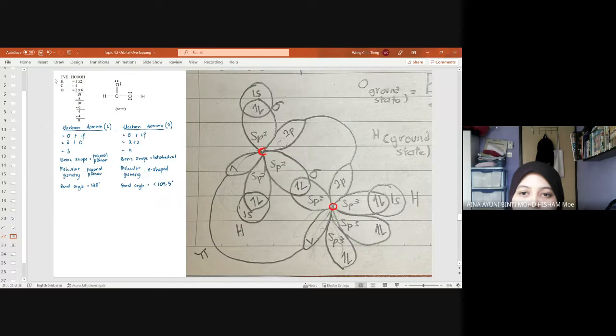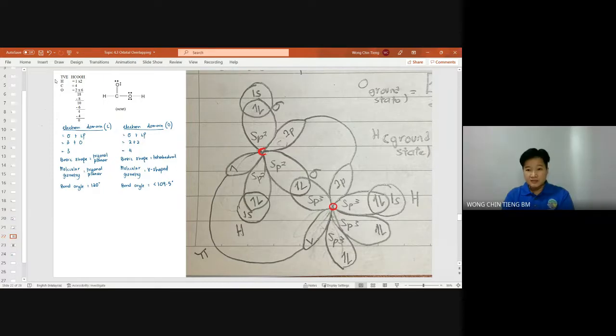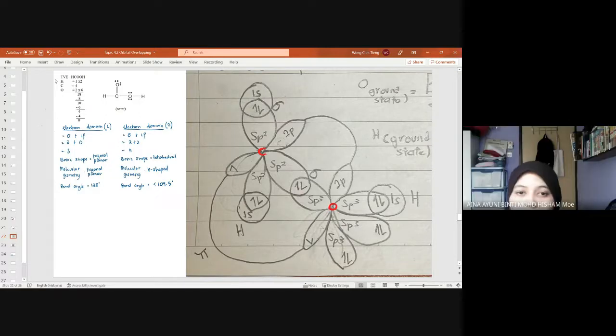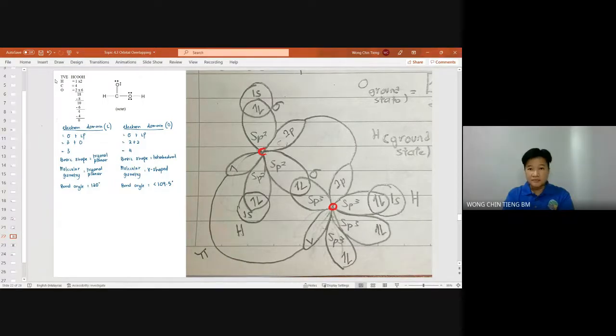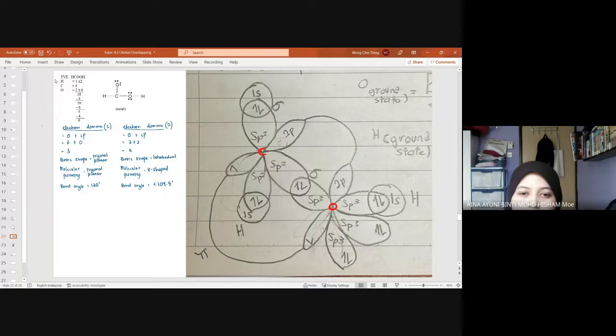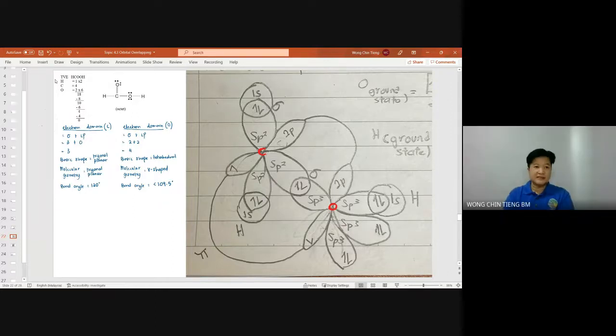Terminal atom. Terminal atom kat sini, oksigen ni. Oksigen yang Miss Wan pegang ni. Yang atas tak ada oksigen. Yang ni hidrogen. Terminal atom dia ada 3 tapi semua 1s. So yang ni tak patut 1s. Okay, saya nampak dah apa maksud kamu. Okay, drawing ni ada salah.